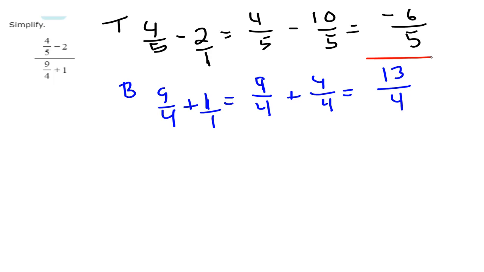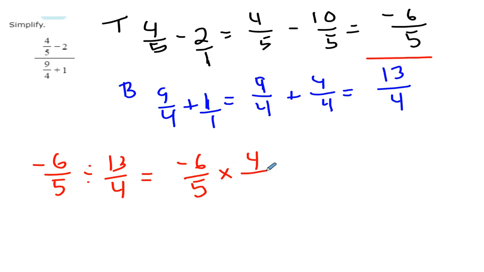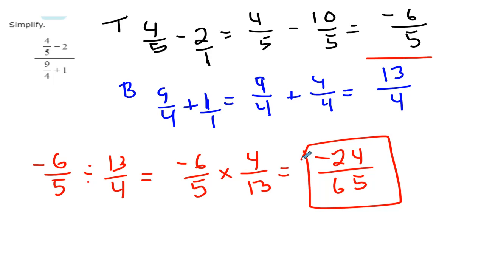So we're going to divide those two, so I get negative 6 over 5 divided by 13 over 4. So we're going to take the first fraction, keep it. The second fraction I'm going to flip, so it's 4 over 13. And I'm going to multiply, so I have negative 24 over 65. And this one, we actually cannot reduce it at all. So that's my final answer.